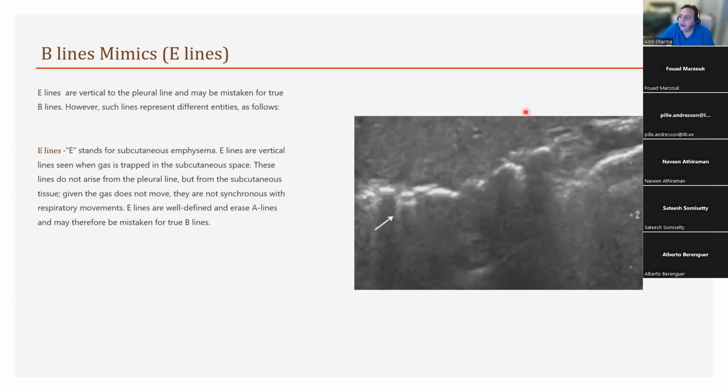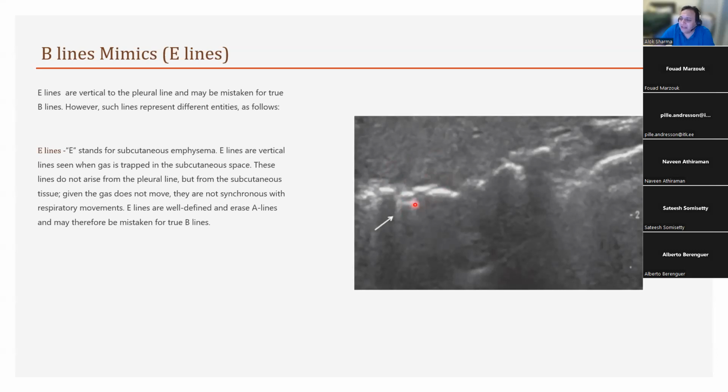So the key takeaway in this image for me is I cannot see ribs and I cannot see a bat wing appearance. What has happened over here is this is where the pleura is, but you've got areas of air collection in subcutaneous tissue. Now, what we said is that air is a very good reflector. So when it reflects back, if it's in subcutaneous tissue, you might get these bright areas, but these lines originate above the level of the pleura. Normally a B line would originate from the pleura and go down.